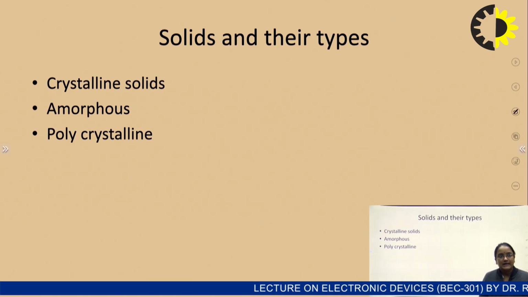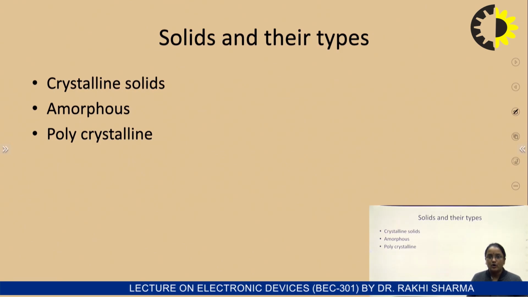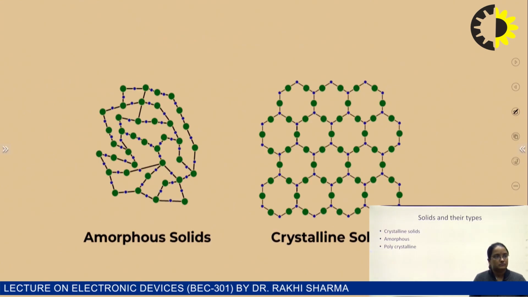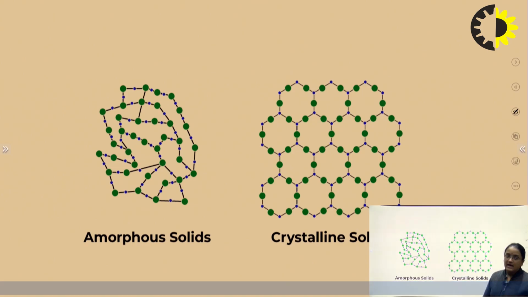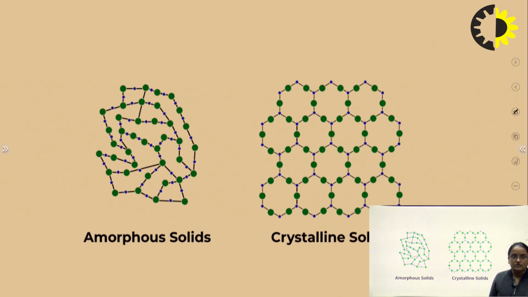Now, coming on to the types of solids, first one are the crystalline solids, next is the amorphous solids, and the last is the polycrystalline solids. In case of crystalline solids, they have a regular arrangement, or we can say a periodic arrangement of atoms in a particular structure. In amorphous solids, they have a random or non-periodic structure. The atoms are arranged randomly, not in a particular fashion, but in a non-periodic fashion.